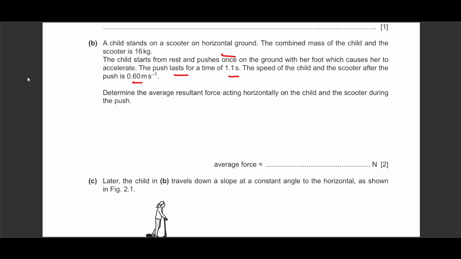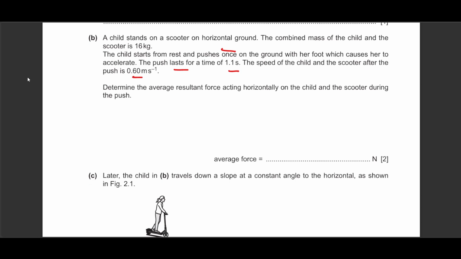The scooter reaches 0.6 meters per second after the push. The average resultant force is equal to the change in momentum divided by the change in time, the time required for this motion to happen. So this will be mass into change in velocity divided by time. The mass is 16 kilograms, so 16 multiplied by the change in velocity. It starts from rest, so the original velocity is 0 and the final is 0.6, so this will be 0.6 divided by time, which is 1.1.